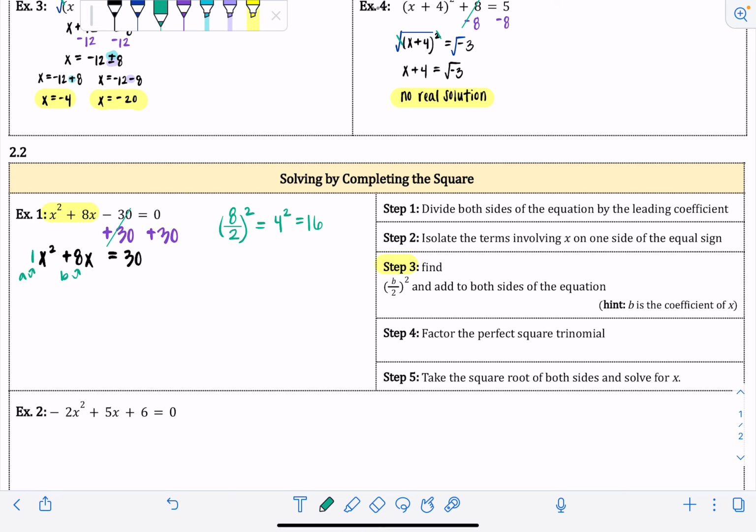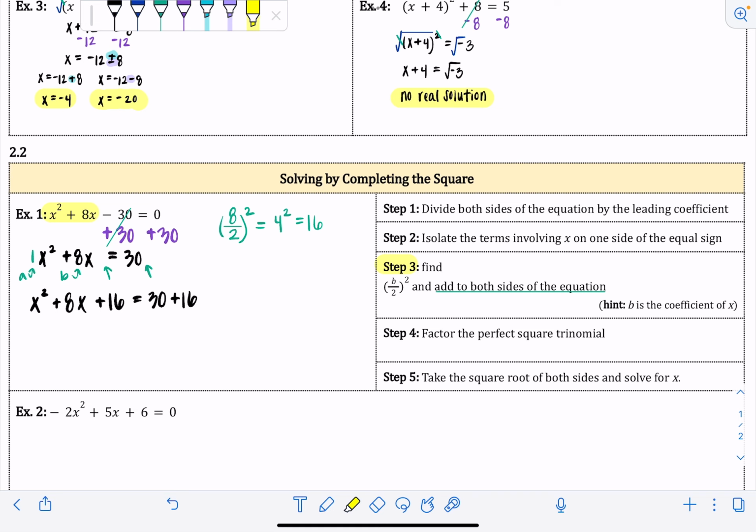So it says that we need to add that number to both sides of the equation. So that 16 is going to get added right here and right here, after the 8x and after the 30. So it'll be x squared plus 8x plus 16 equals 30 plus 16.